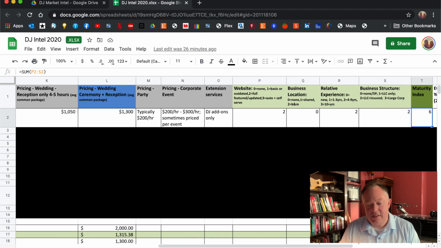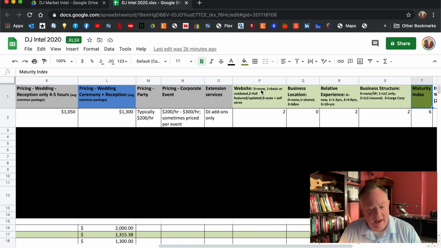Then this next section, these green columns, basically what I'm trying to do is use these 4 variables to calculate a quick and dirty maturity index. How mature is the business in my competitive market? Okay, so I look at these 4 aspects. Okay, one is website.